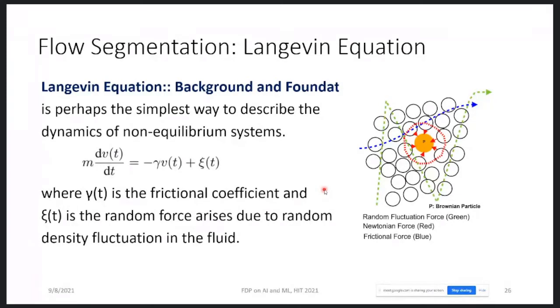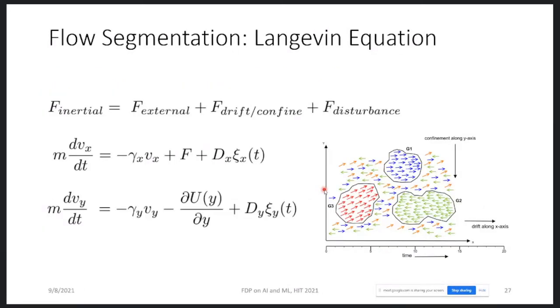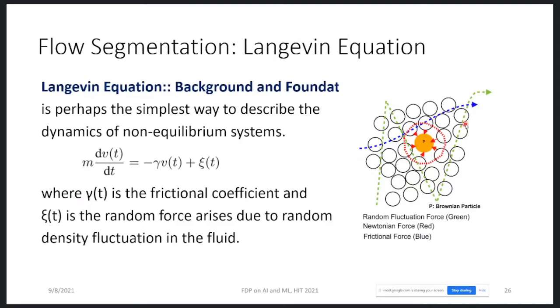where gamma t is the frictional coefficient and zeta t is the random force that arises due to the random density fluctuations in the fluid. Now, what can we do with this force model? We have three components: one is external force, one is drift, and one is disturbance. Disturbance we have already looked into. This is the disturbance, random fluctuation.